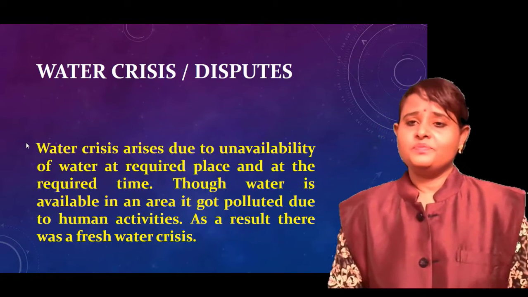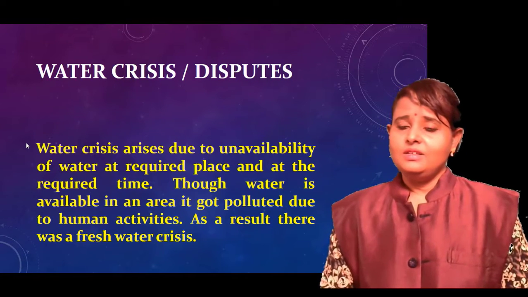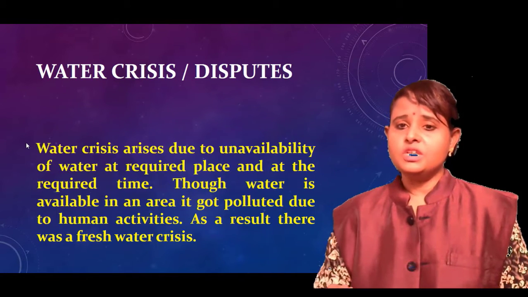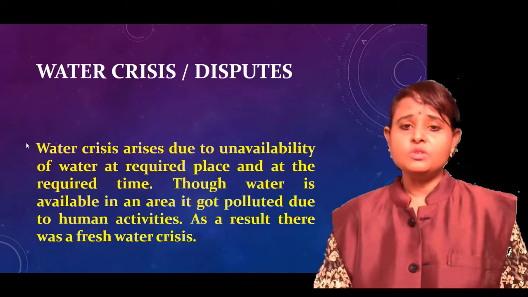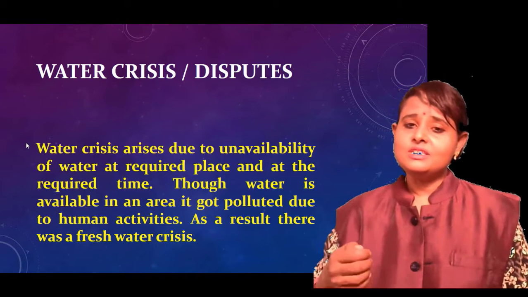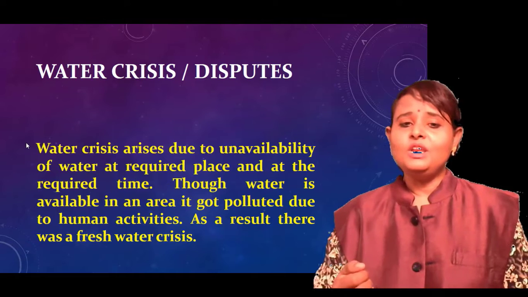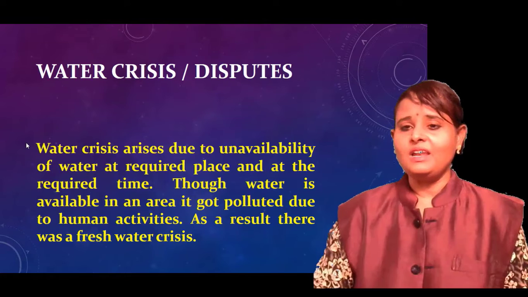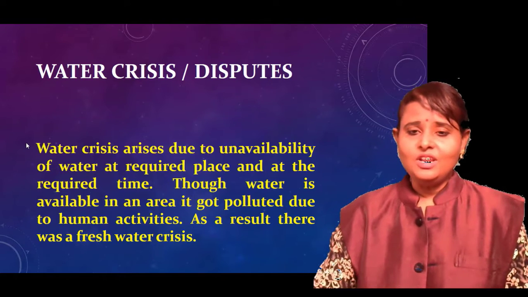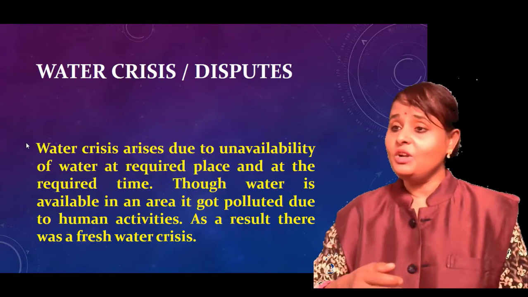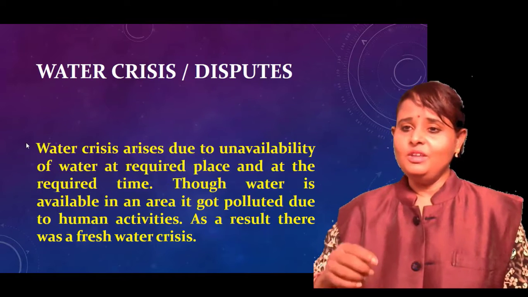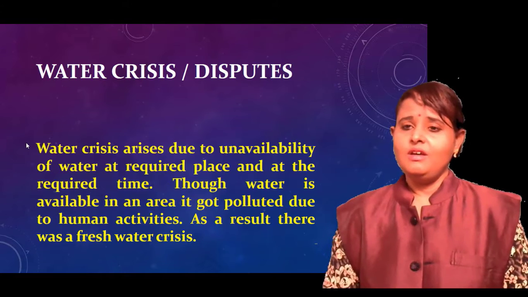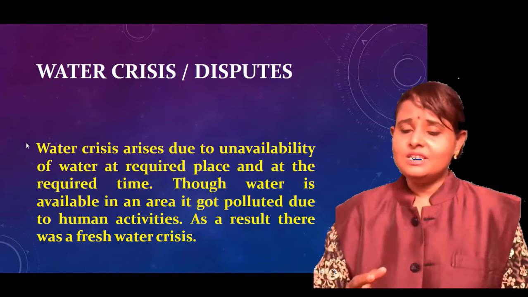Water crisis. I already told you water is one of the most important renewable resources. But a water crisis exists due to unavailability of water at the required place. Water is not distributed in an equitable manner. If it were distributed equitably, nothing would happen and disputes wouldn't arise. One of the important topics here is conflicts of water, that is, disputes over water. Why do conflicts arise? The main reason is unavailability.